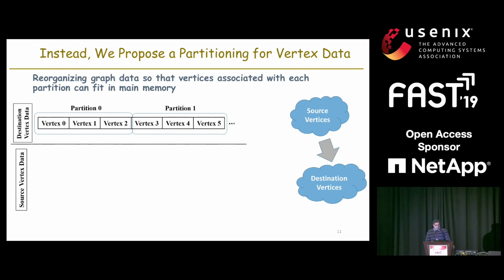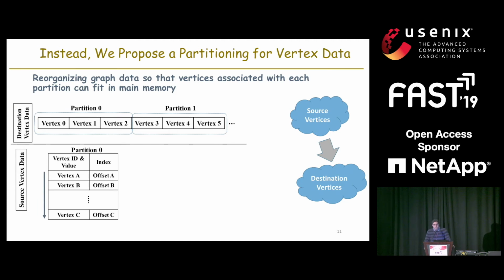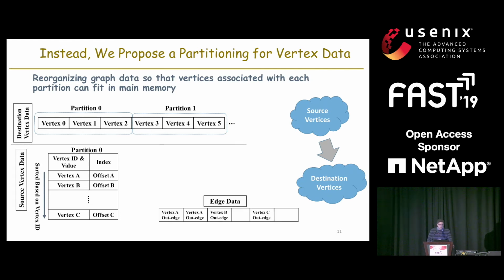When processing each partition, we need the source vertices to these destination vertices as well. We put them in another table, and we sort the vertices based on the vertex ID. I'll explain why we need it to be sorted later. And all this partitioning happens in the pre-processing phase and doesn't affect the execution of the actual graph processing. And also for source vertices, we keep pointers to the edge file.